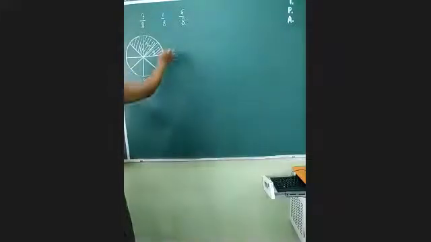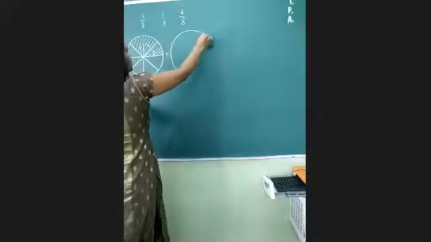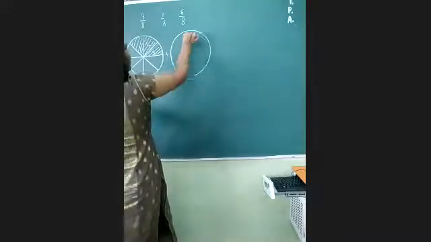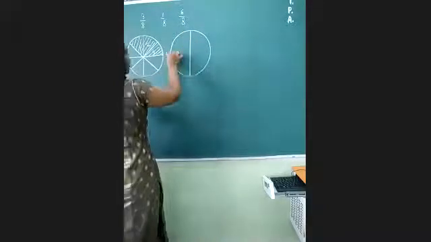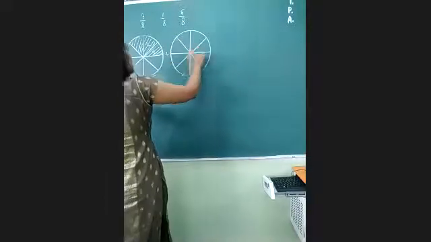Now I have to add. So it's plus now. I want 1/8. So again I will draw the circle. Maybe the circle can be of a different shape. You please draw a proper circle, beta. I am not having any circular object to draw this, but you have it.